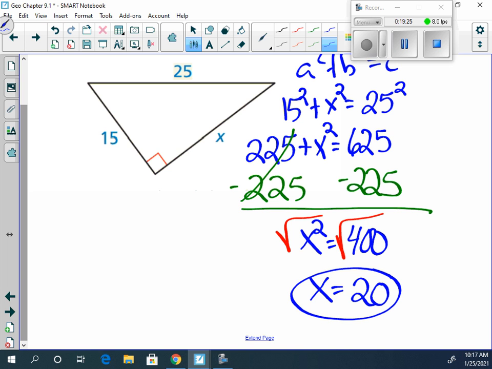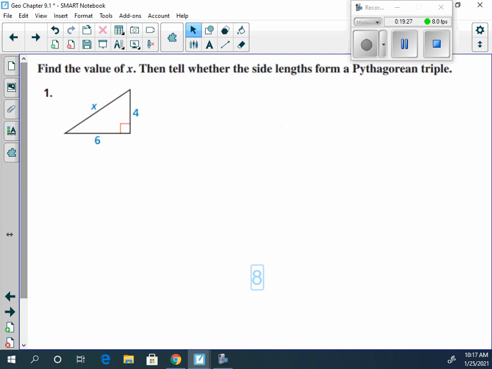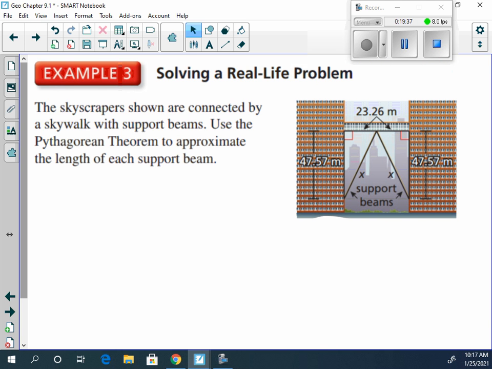Questions on this here? Are we good with this here? Yes? Okay. I feel like we're pretty good with these Pythagorean triples, yes? Or solving for the missing side and determining if it's a Pythagorean triple. All right, let's solve one real-life problem, and then we'll move on to the next thing.